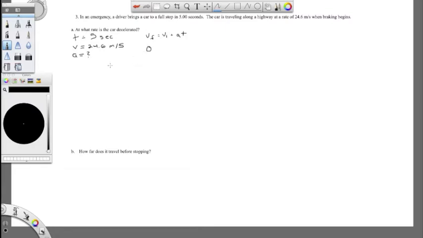Now let's plug in. Our final velocity being 0 is equal to our initial velocity, which is 24.6 meters per second, plus your acceleration, which we do not know, times your time, which would be 5 seconds. And we want to make sure that we always use the same variable. So for acceleration, we use A, so we won't be confused.